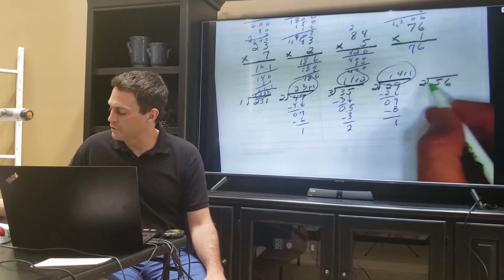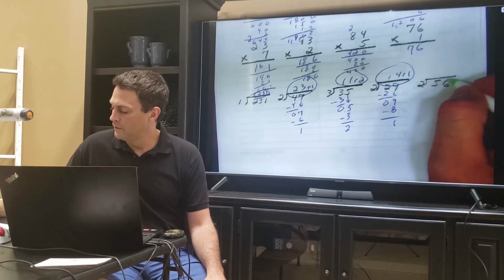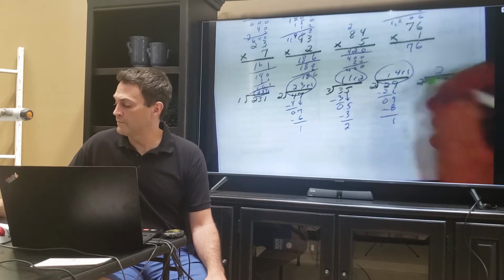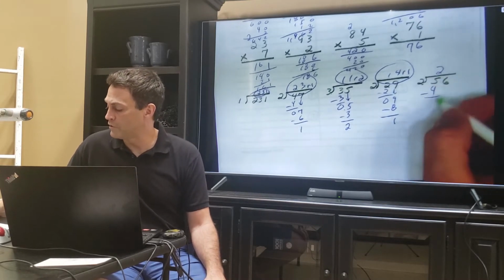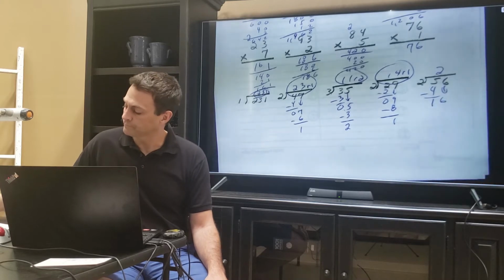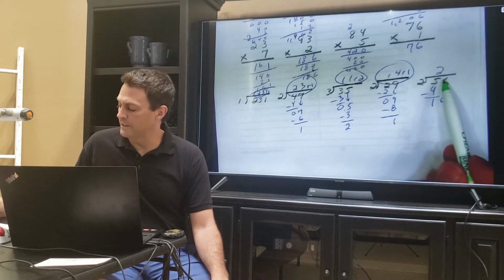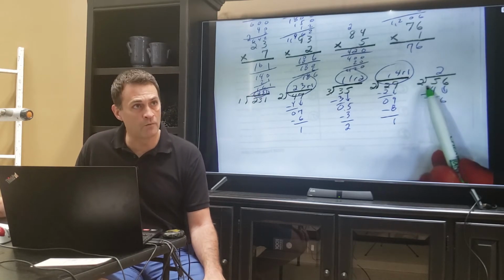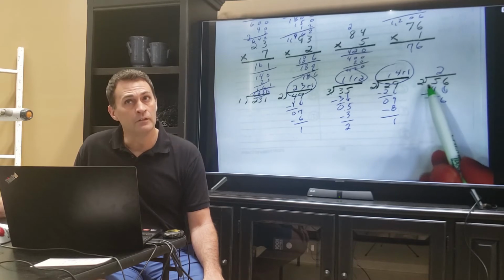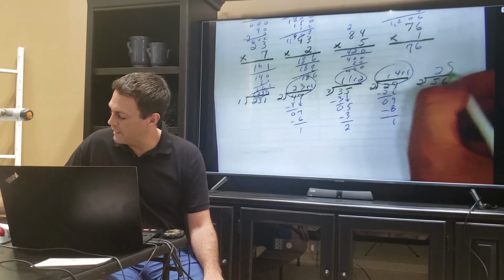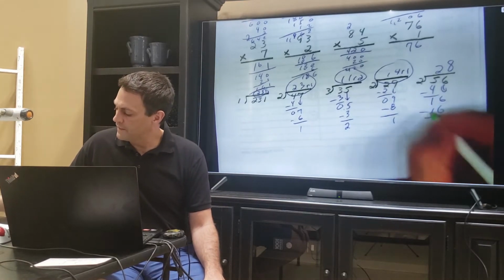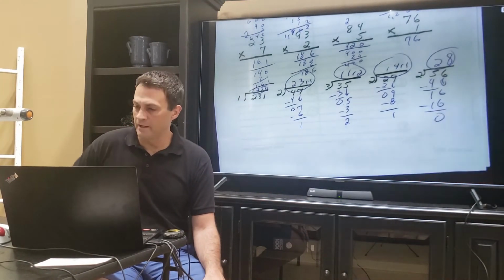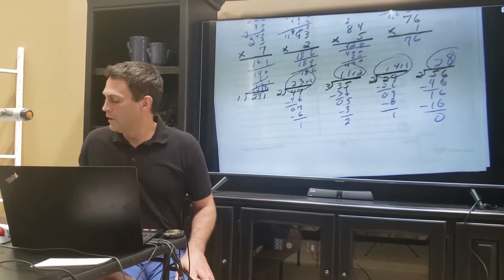56 divided by 2. 2 can go into 5. 2 times 2 is 4. 2 times 3 is 6. 6 is too big. So 2 times 2 is 4. 5 minus 4 is 1. Bring down the 6. Alright, and let's see. 2 times 5 is 10. Too small. 2 times 6 is 12. 2 times 7 is 14. 2 times 8 is 16. Right on the money. 16 minus 16 is 0. So 2 times 28 is 56. That works out. Alright.